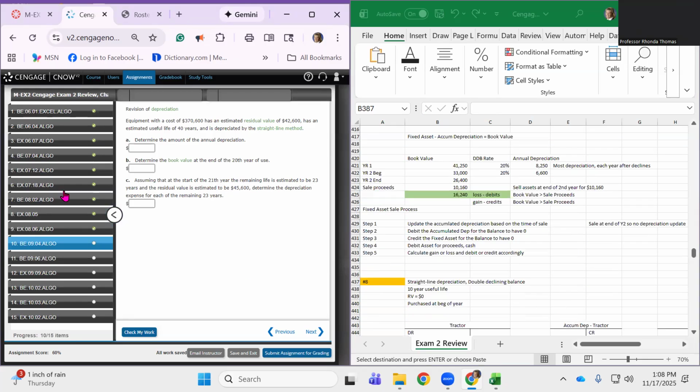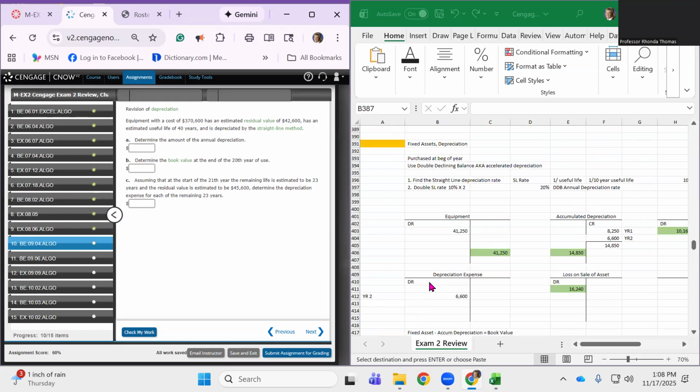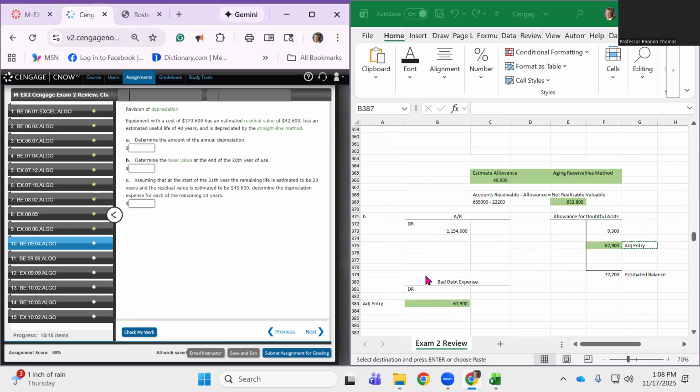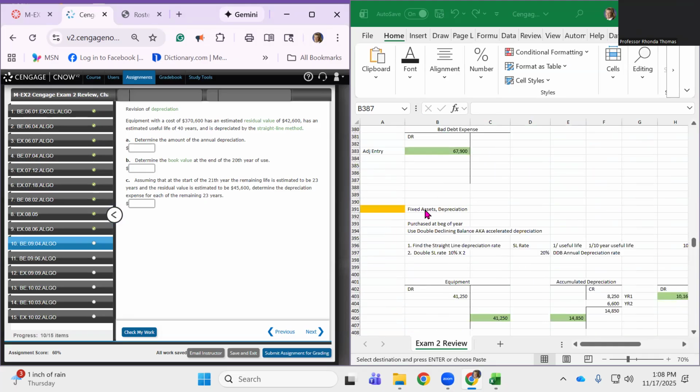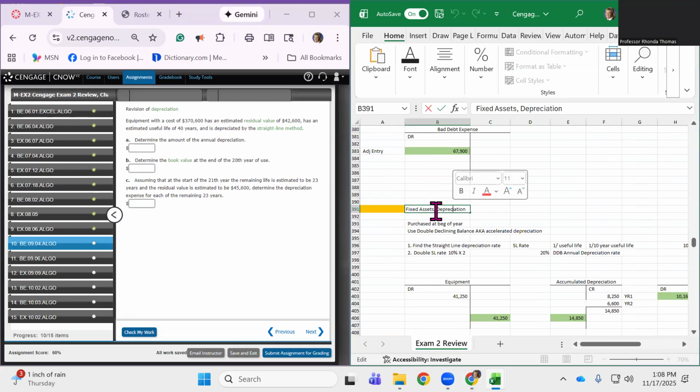Just be careful. All right, so this is the revision of depreciation. Sometimes you revise your depreciation. So this is a revision of it. Let's see what I can do to make it happen here. Revision.